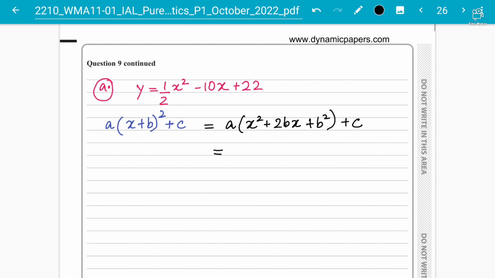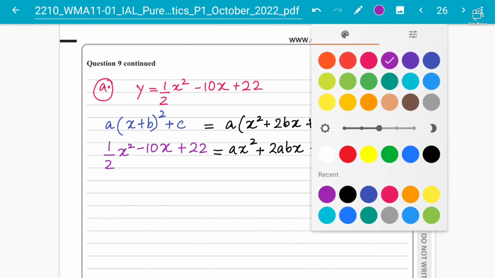Hope everyone got this. I've just expanded by the (a plus b) square method, so it's going to be x square: x into x, x into b, and x into b, 2bx, and then b into b. Now you multiply, so it's going to be ax square plus 2abx plus ab square plus c. This is going to be compared with half x square minus 10x plus 22. So now we start comparing, students.